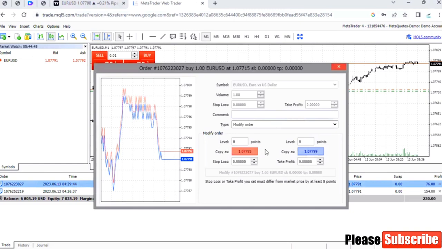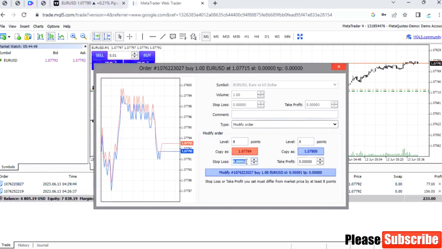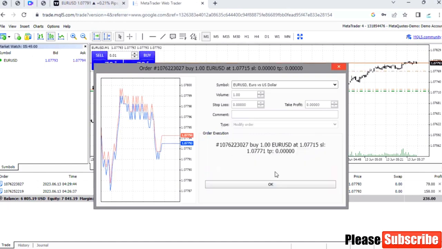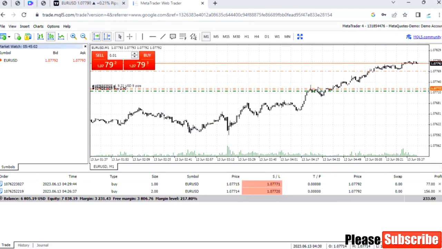is on 1.07718. I'll set that at break even. Hey, that is too close. I'll bring that down a little bit. All right, so currently I'm at break even. I'll update you guys when this actually sweeps this high.